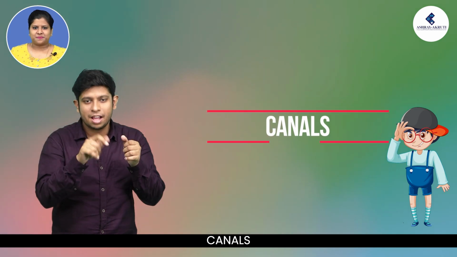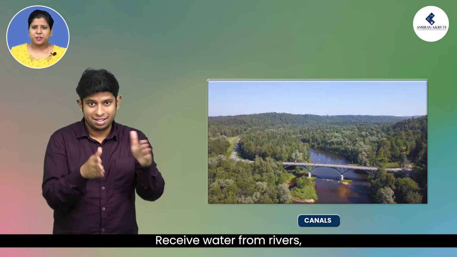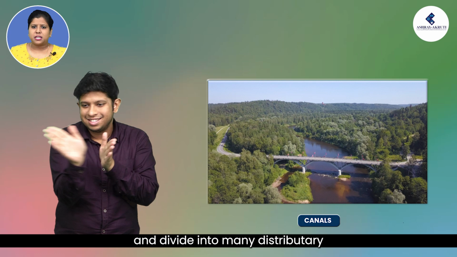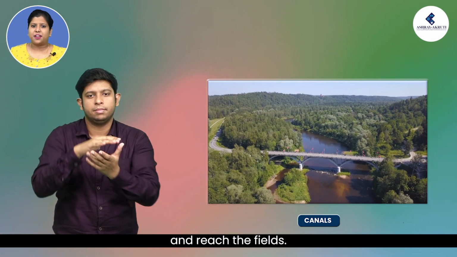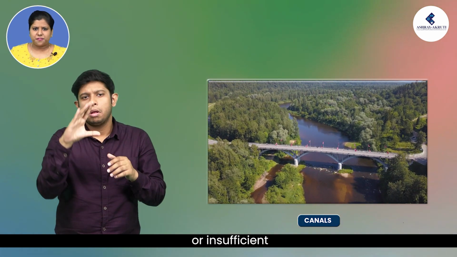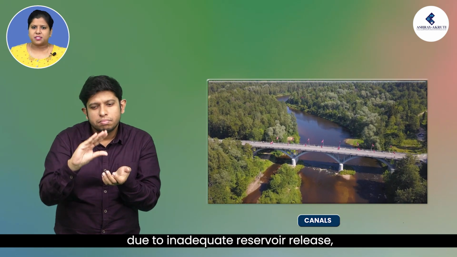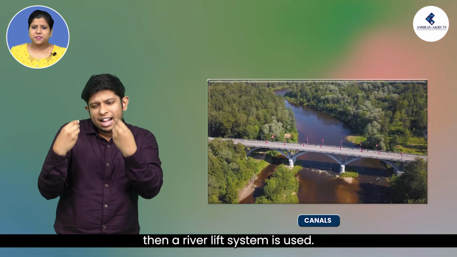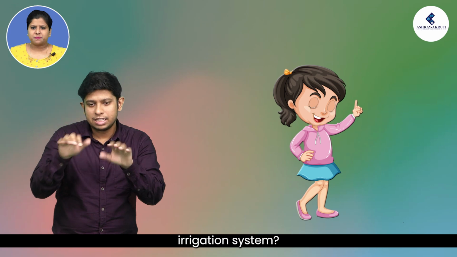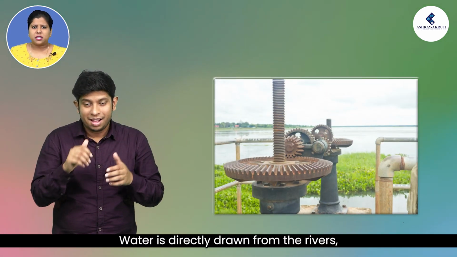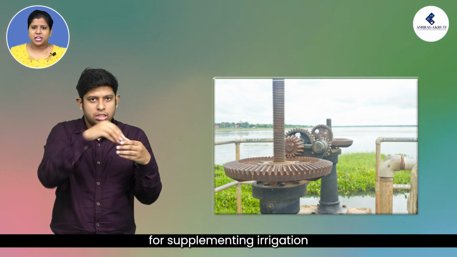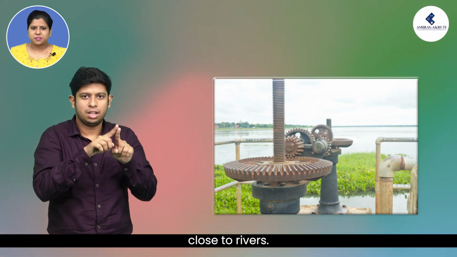Canals receive water from rivers or one or more reservoirs and divide into many distributary canals and reach the fields. If canal flow is inadequate or insufficient due to inadequate reservoir release, then a river lift system is used. What is this river lift irrigation system? Water is directly drawn from the rivers for supplementing irrigation in the areas close to rivers.